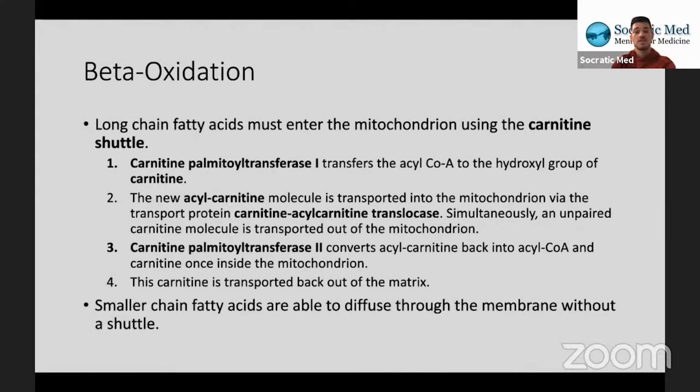Once the acyl carnitine is inside the mitochondrion, carnitine palmitoyl transferase 2 converts the acyl carnitine back into acyl-CoA and carnitine. So palmitoyl transferase 2 does the exact opposite of 1. It just rips them apart. Then the carnitine is transported back out of the matrix, like we said in step 2, and the process repeats, and that's how we get these fatty acids inside. We attach it to a carnitine, put it inside through the translocase, rip them apart, and send the carnitine back outside. That's all it is. And like I said, the smaller chain fatty acids can diffuse through the membrane.